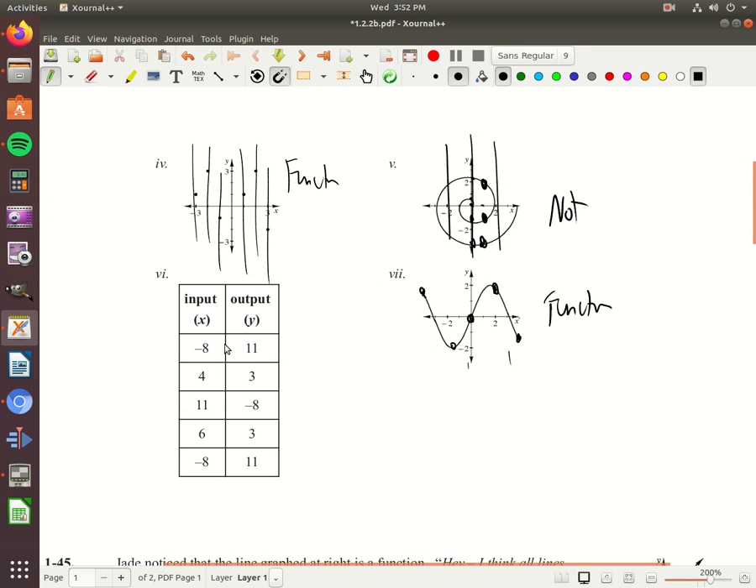And then here, let's take a look. If I press -8, I get an 11. If I press -8, I get an 11. Well, that's consistent. If I press a 4, I get a 3. An 11 is a -8, and a 6 is a 3. That's great. So this is a function.